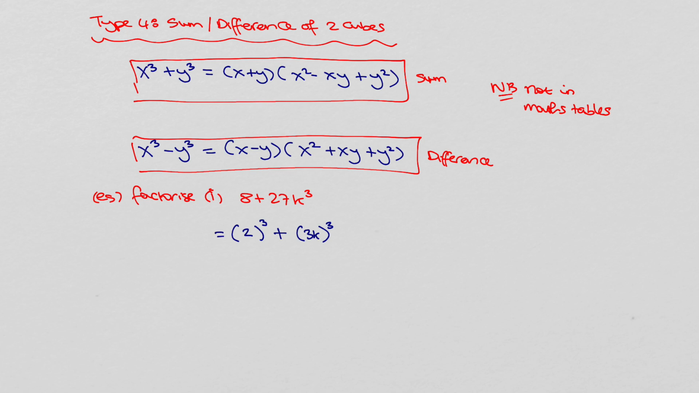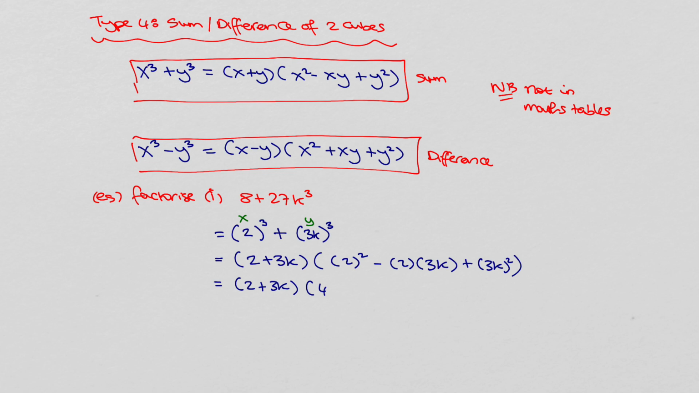So if I compare that to my equation, the first term is x in the equation, and the second term will represent y in the equation. So that's going to become x plus y, in other words 2 plus 3k, times the first term, which is 2, and I have to square that, minus the first term, which is 2, times the second term, which is 3k, plus the second term squared. And then I simply simplify that second bracket. So I have 2 squared is 4, minus 2 times 3k is minus 6k, and 3k squared is plus 9k squared. And now I'm fully factorised.